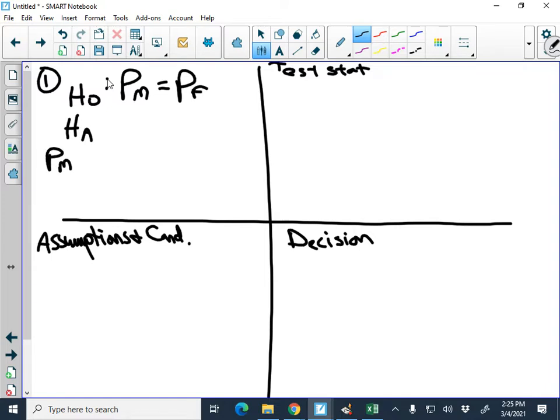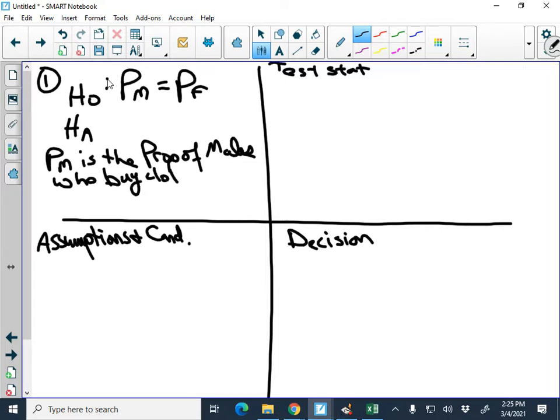Now I'm going to define PM is the proportion of males who buy clothes online. If you don't define it as a proportion, you're not defining it correctly. I have a lot of students who, in their decision, talk about it being the number of males. If you do that, that's wrong. In the decision, it might be that the number of males is less than the number of females, or the number of females is more. That's not a correct decision. You have to talk about proportions and whether they're greater or not.